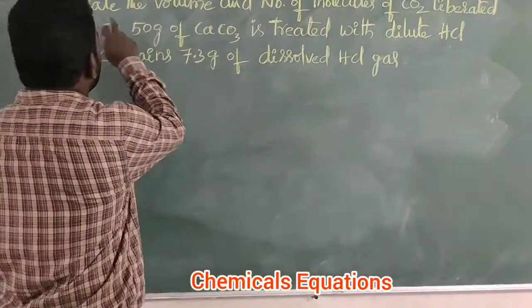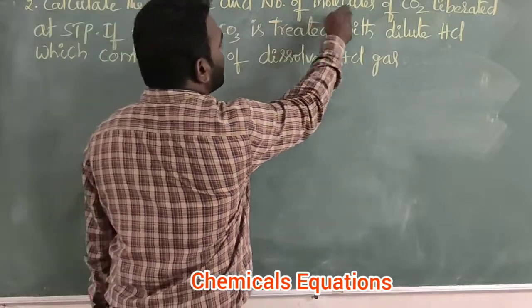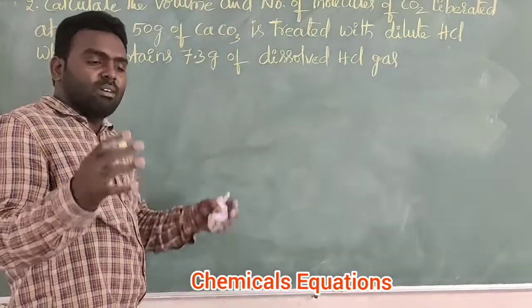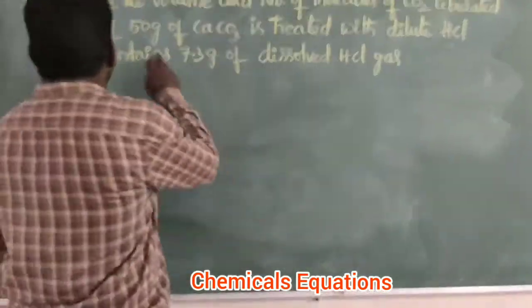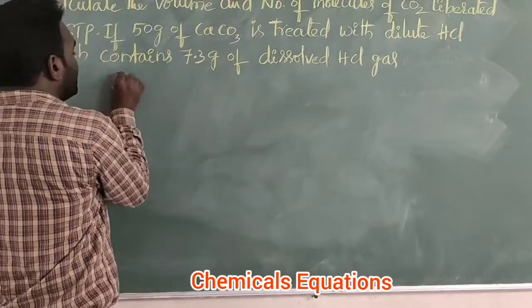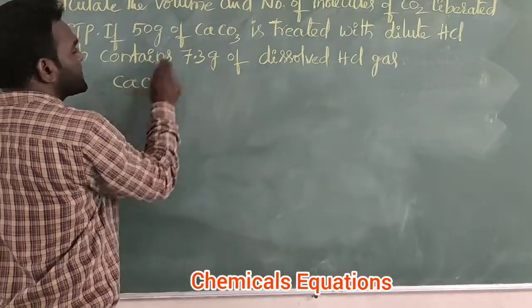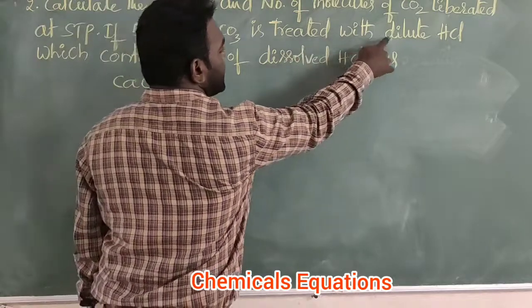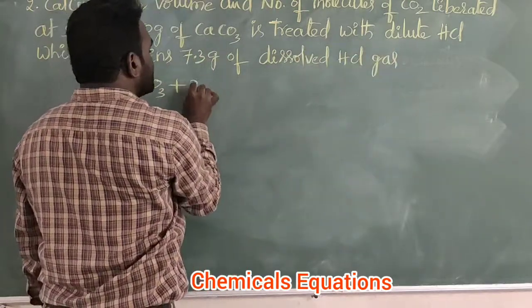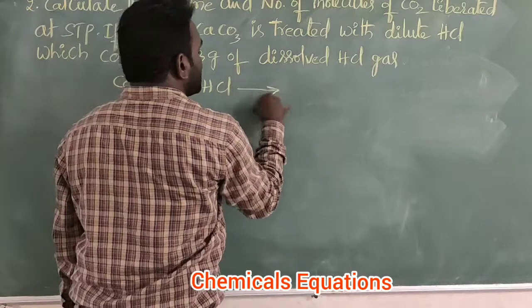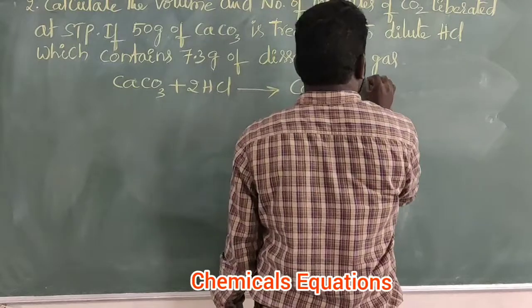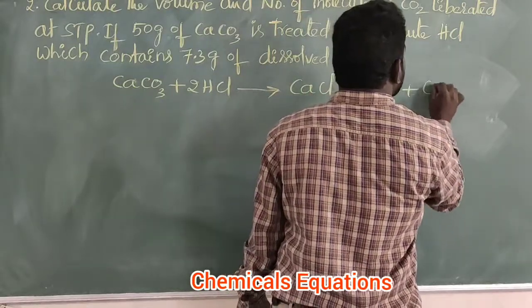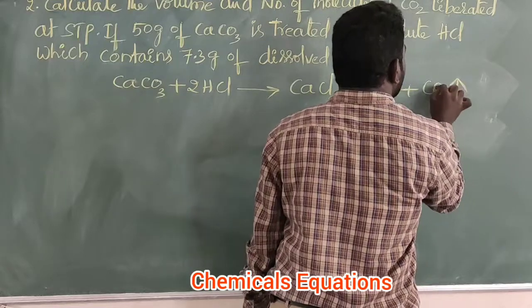See here, what I am reading is calculate the volume and the number of molecules of carbon dioxide liberated. Means when the reaction is going on, carbon dioxide gas is compulsorily liberated. See at STP, if 50 grams of calcium carbonate, this is called calcium carbonate, is treated with dilute hydrochloric acid, here you will see 2 moles of HCl. It will give rise to calcium chloride plus water molecule, and compulsorily it will release the carbon dioxide gas. So this is our chemical equation.